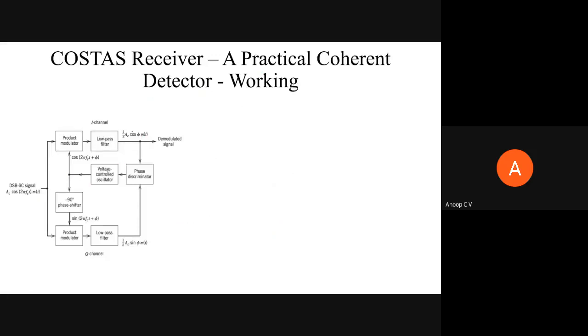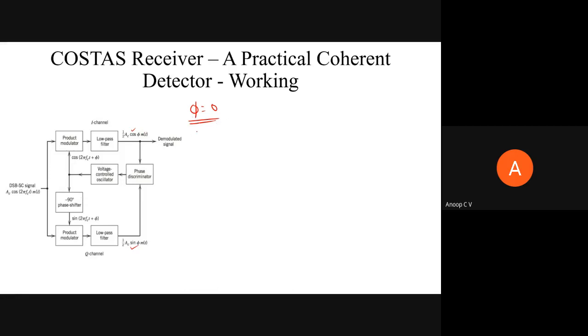So now I think you will be able to appreciate it. That is half AC cos phi into m of t. Similarly here we will get half AC sin phi into m of t. So now let us just see what happens when phi equal to 0 initially. To explain the working of this, let us see what happens when phi equal to 0.